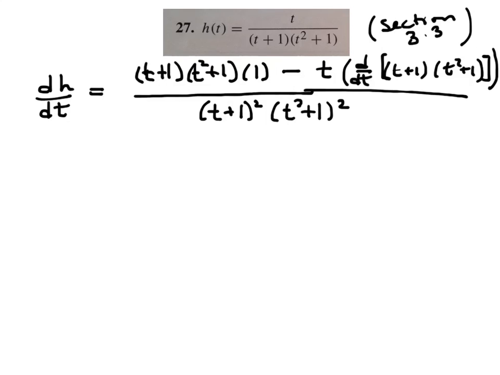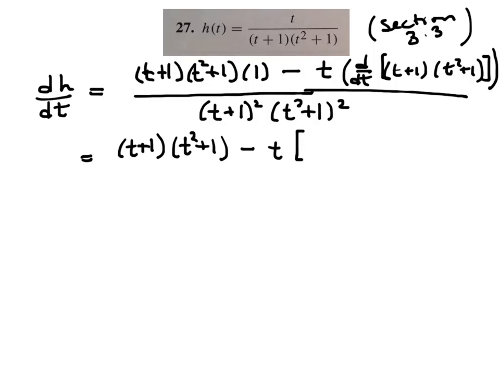So now all we have to do is figure out what this derivative of the denominator is, this thing in the second term in the numerator. So let me just rewrite this. And for that, we're going to need to use the product rule, because now we have a product of two pieces, t plus 1 and t squared plus 1. So we'll use the product rule on that.